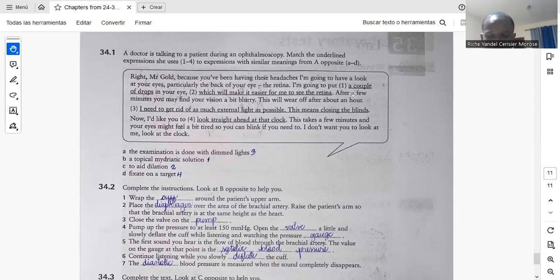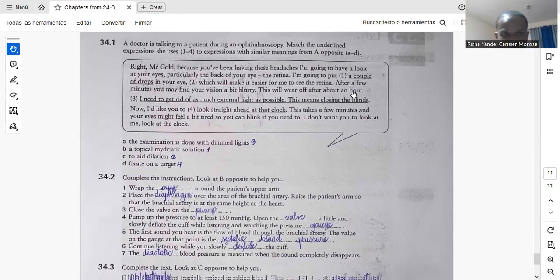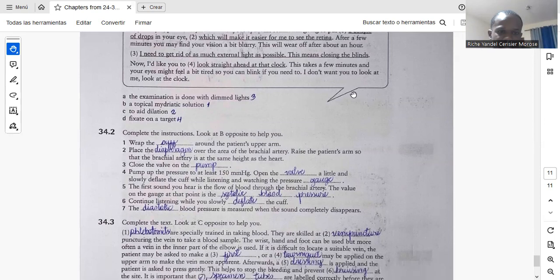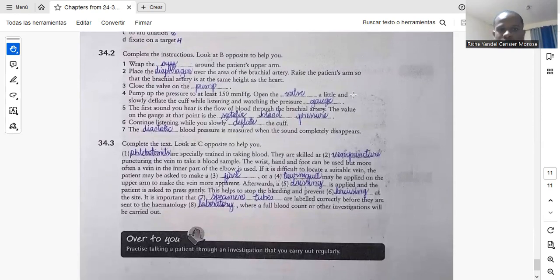This means closing the blinds. Now, I would like you to look straight ahead at that clock. Please take a few minutes, and your eyes might feel a bit tired, so you can blink if you need to. I don't want you to look at me, look at the clock. The examination is done with dim light, 3, a topical mydriatic solution, 1, to aid dilatation, and to fixate on a target, 4. Complete the instruction.